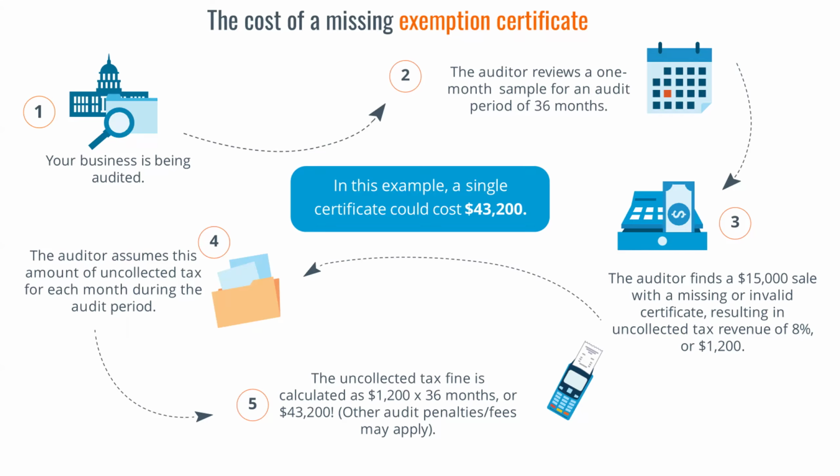So in this case, the auditor found a $15,000 sale, which had an expired certificate, and that resulted in, extrapolate 8%, that's 1,200 bucks. But instead of digging further and looking at all the certificates, the auditor doesn't have time for that. So what the auditor did was they said, okay, we're going to assume this uncollected tax across the audit period of 36 months, right? So that $1,200 problem times 36 magically becomes a 40 plus $1,000 issue, right? So that's big money real fast for not having that certificate on file.